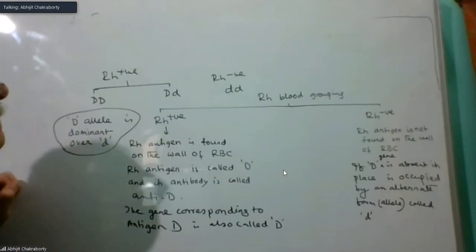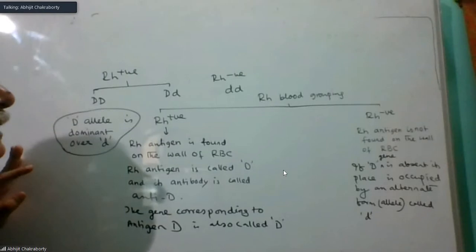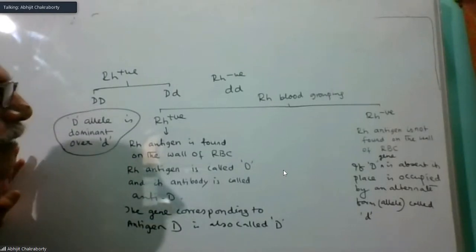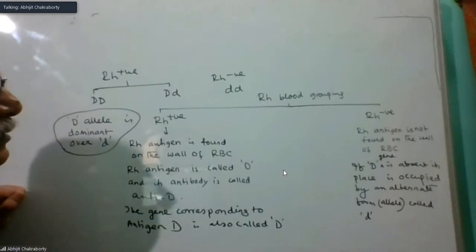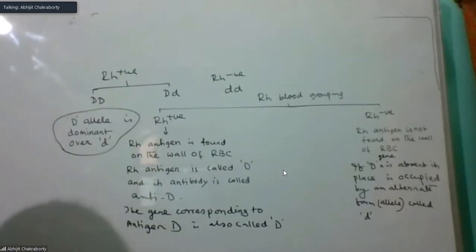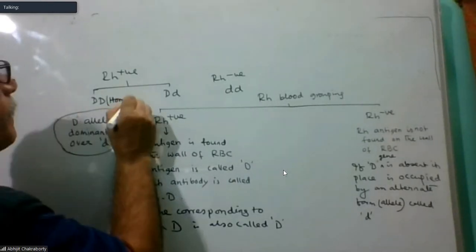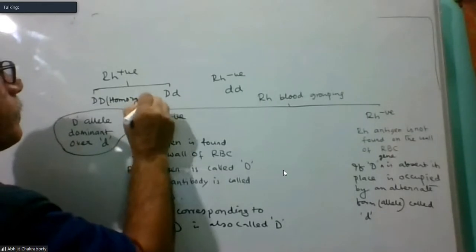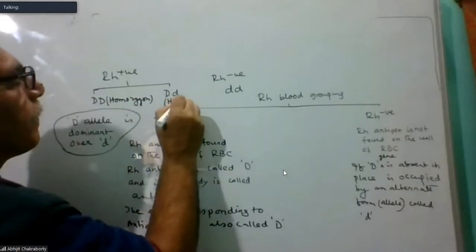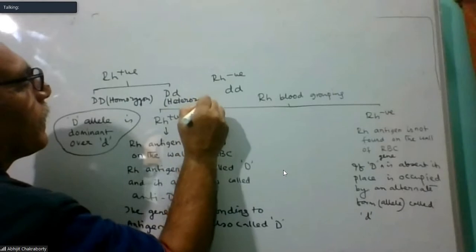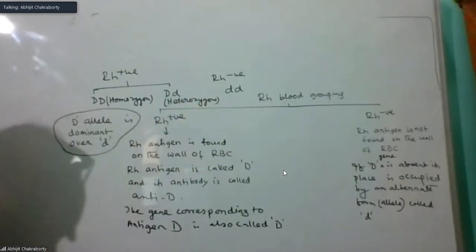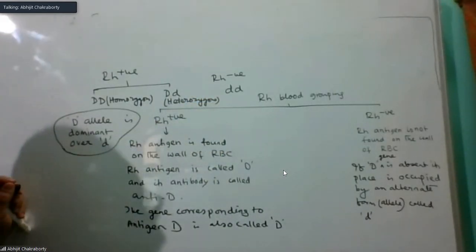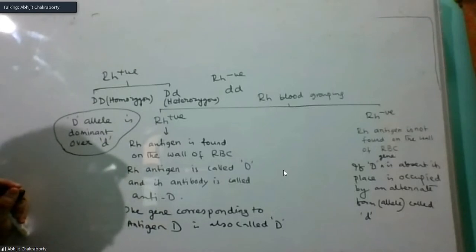Now regarding the inheritance of this. Capital D capital D is homozygous. Capital D small d is heterozygous. Both are Rh positive.